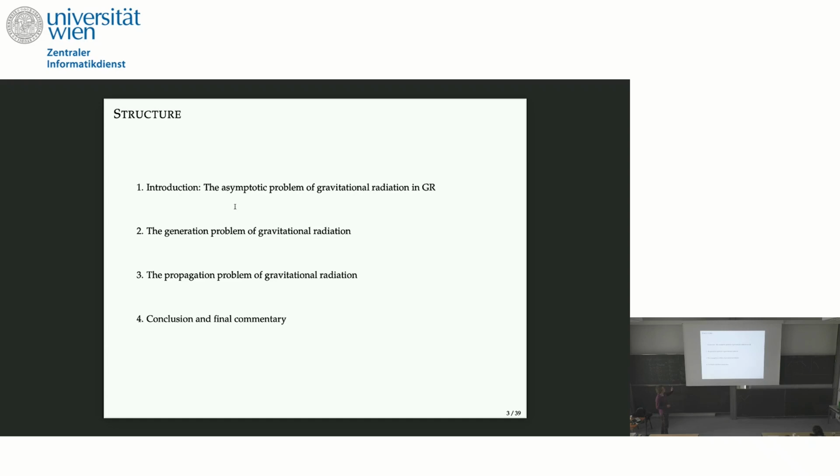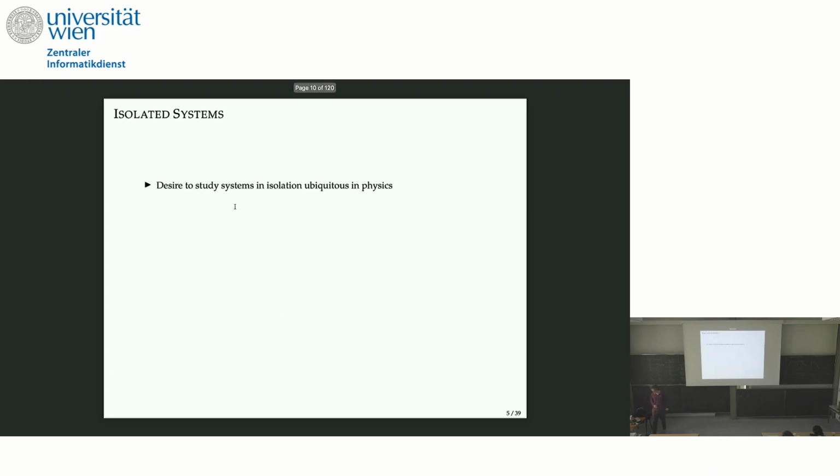So I'll first give a broader introduction to the general problem of guessing asymptotics in relativity. Then I will talk, and this part will be quite physical, about the generation problem of gravitational radiation. The third part will be more mathematical. I will talk about how gravitational radiation propagates through vacuum. And finally, I'll conclude with some further comments on all that. So let me start properly.